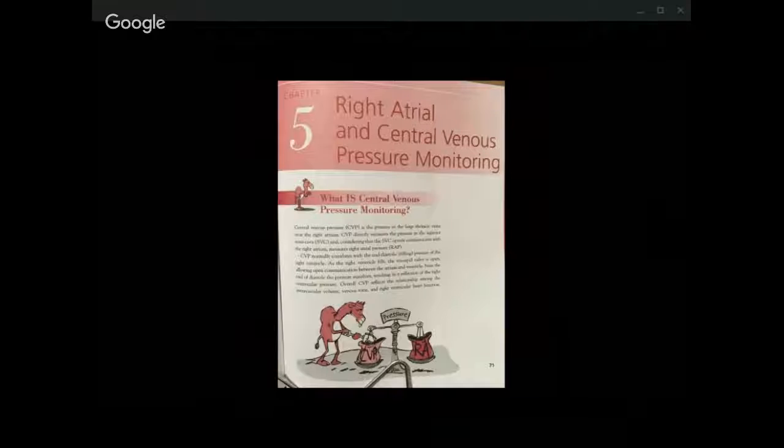CVP normally correlates with the end diastolic pressure of the right ventricle, which is the filling pressure. As the right ventricle fills, the tricuspid valve is open, allowing open communication between the atrium and the ventricle. Near the end of diastole, the pressure equalizes, resulting in a reflection of the right ventricular pressure. Overall, CVP reflects the relationship among the intravascular volume, venous tone, and right ventricular heart function.